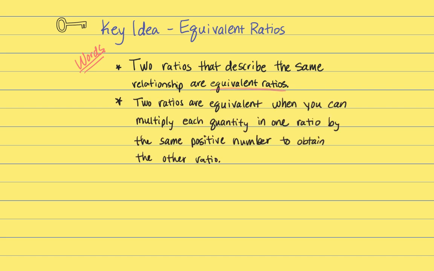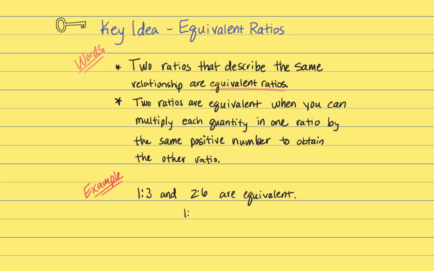Two ratios are equivalent when you can multiply each quantity in one ratio by the same positive number to obtain the other ratio. This will be better explained when I show you the example. So in this example, 1 to 3 and 2 to 6 are equivalent. So what I'm going to do is set them up like this. I've got 1 to 3, and then I'm going to put the 2 to 6 down here. I'm going to show you that if I multiply this by 2, I'm going to do the same thing over here. 1 times 2 is 2, and 3 times 2 is 6.